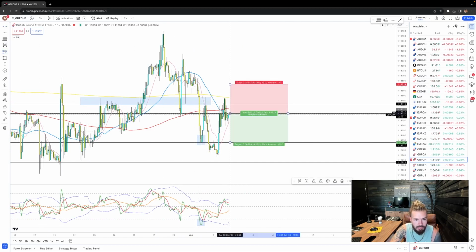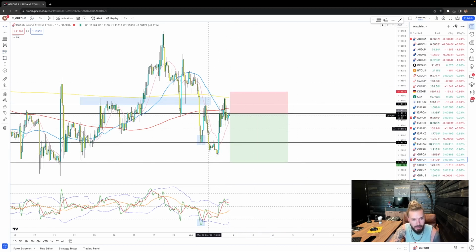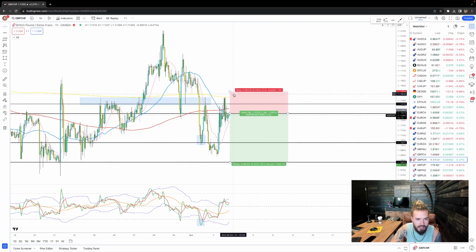Let me go ahead and just mark this. I always put it above the moving averages. My stop loss above those moving averages. I was looking for this down here. Didn't get it, but we did get take profit one smash. Stop loss was obviously never hit. Came very close here, but I ended up re-entering this trade here.